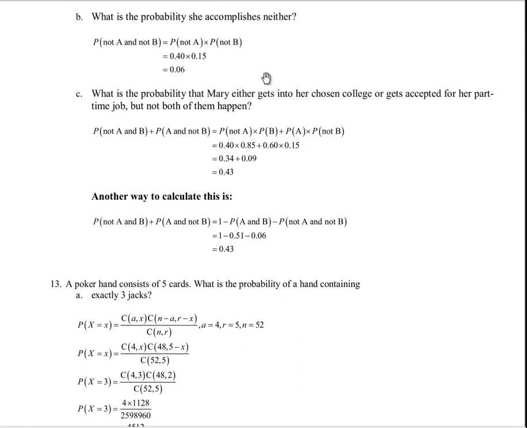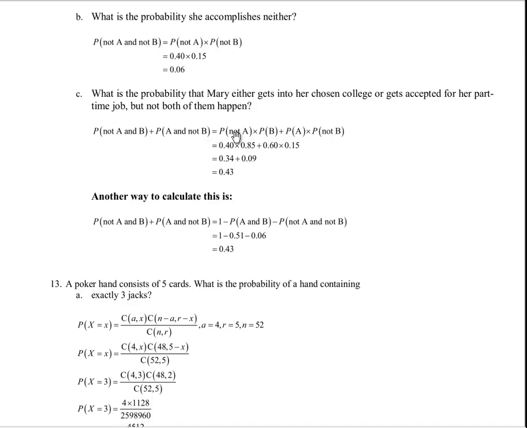For C, we're asked, what's the probability that Mary either gets into her chosen college or gets accepted for this part-time job, but not both of them? Okay, so one happens and the other doesn't. And there's 2 ways for that to happen. So the way we would write this as a probability statement is the probability of not A, so not getting the job she wants, but getting into the college she wants, plus the opposite, that she does get her part-time job, but does not get into the college she wants. So we would go the probability of not A times the probability of B, plus the probability of A happening times the probability that she doesn't get into her chosen college.